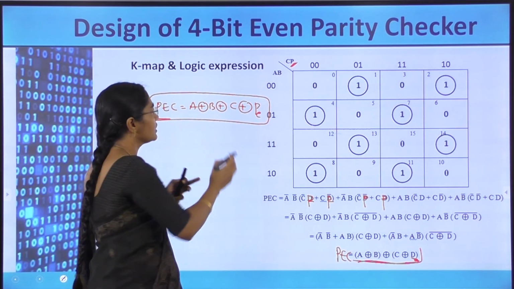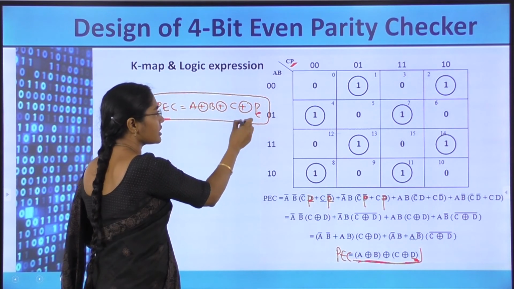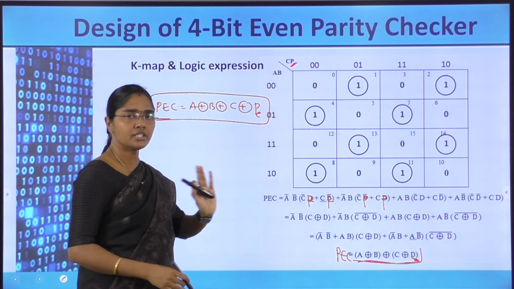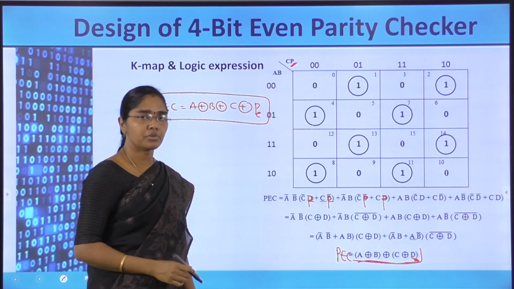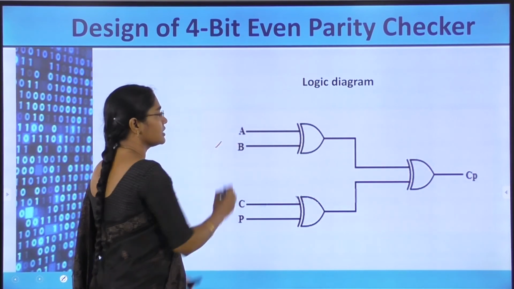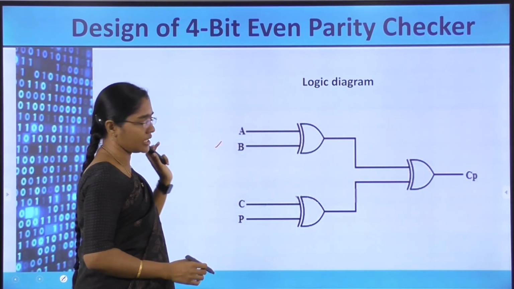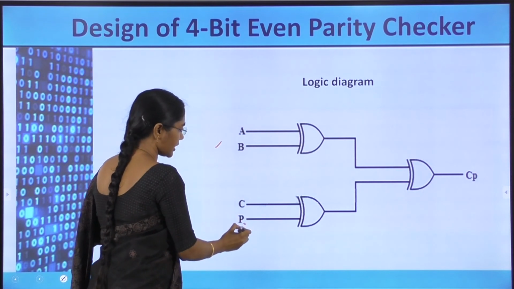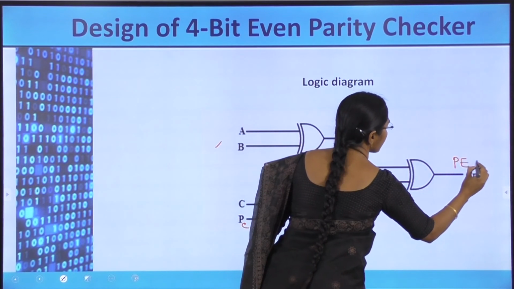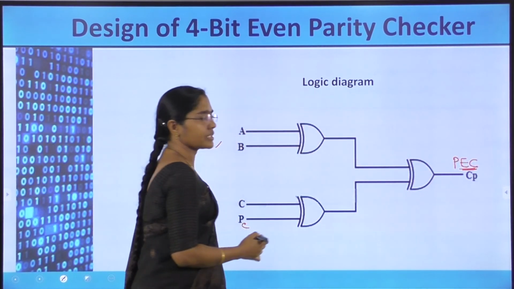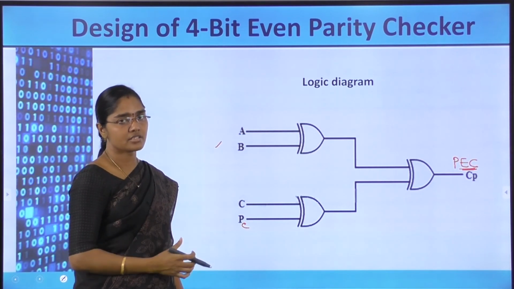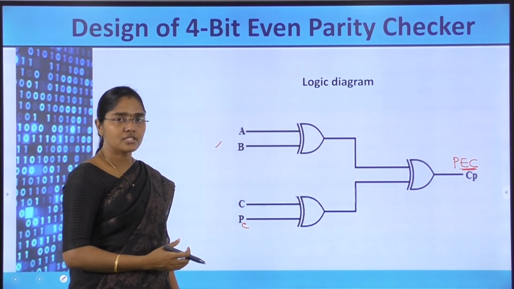If it is 5 bit, then A XOR B XOR C XOR D XOR PE, like that. With XOR gates only, this even parity checker is also implemented. So for this logic diagram, just XOR operation of all the inputs A, B, C and PE. Therefore the parity error check bit is our output bit. Okay, this is the 4-bit even parity checker. I hope you understood this.